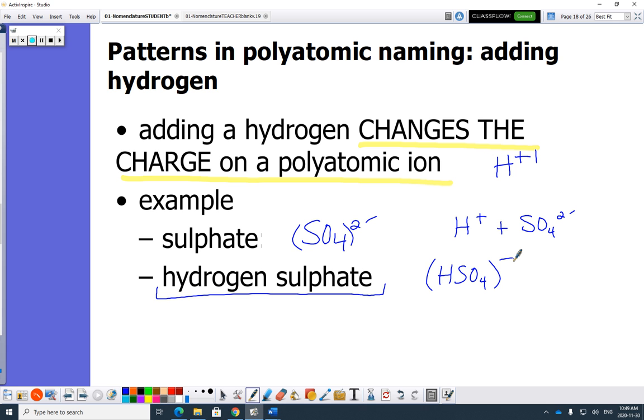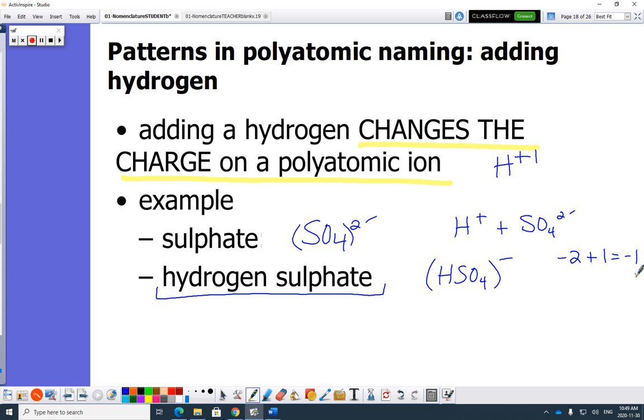So -2 + 1 is -1, okay? We're going to see this again when we do acids. You're going to see it in grade 12. So as annoying as this is, unfortunately, it's a common thing.